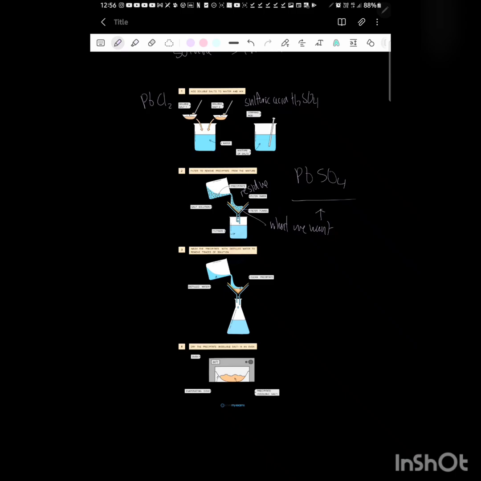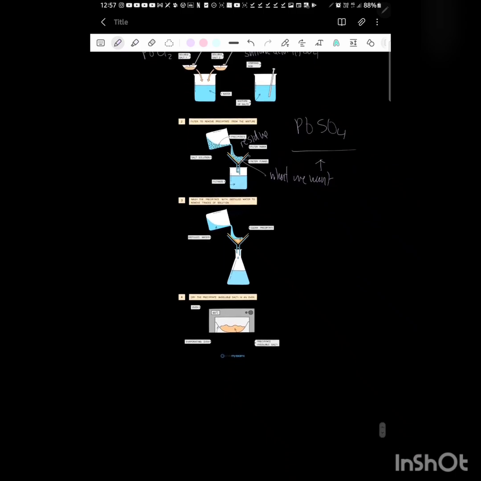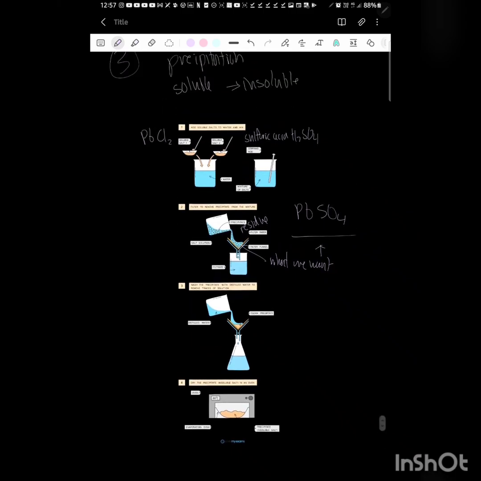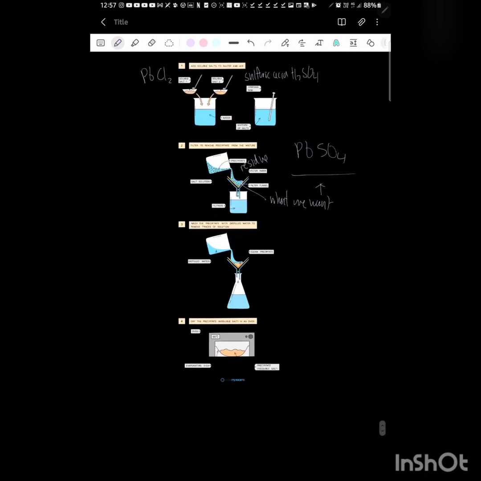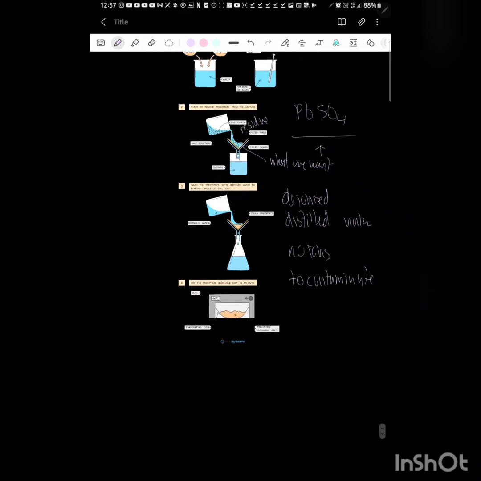And then we need to make sure it's a pure sample. So what we're going to do after this is, because that is our lead sulfate, but there's also going to be a little bit of the two solutions left over. So some of your lead chloride or some of your sulfuric acid, which is still going to be there. So what we do is we wash it with deionized or distilled water. And it's important it's specifically deionized or distilled, because that means there's no ions to contaminate it, which is the whole point of us washing it in the first place. So you wash it, and then you have your pure crystals.